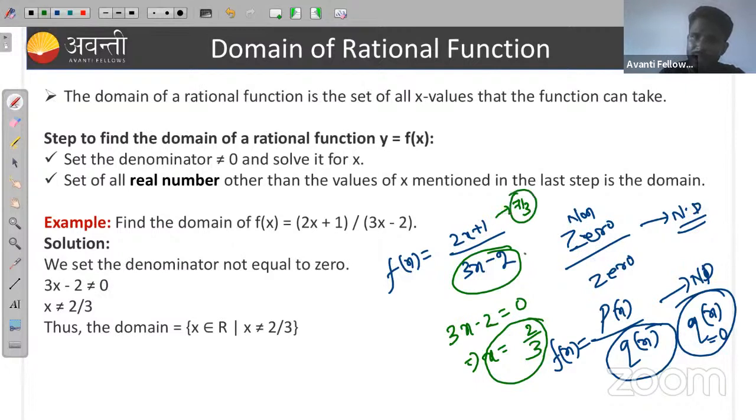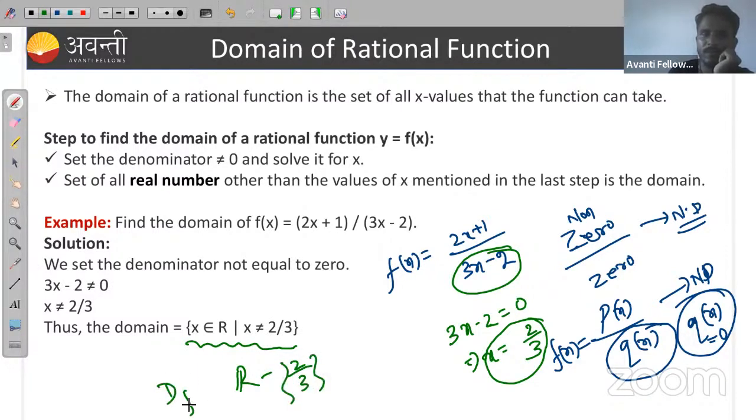If I put x is equal to 2 by 3, the denominator becomes 0. So 7 by 3 upon 0 is not defined. Yes or no? 7 by 3 upon 0 is not defined. So what would be your conclusion in that case? Except 2 by 3, if you put any other value, it is going to be a non-zero number. So the domain is the set of all R but x not equal to 2 by 3. Or I can say from the set of real numbers, I will delete the number 2 by 3. This is my domain of it.